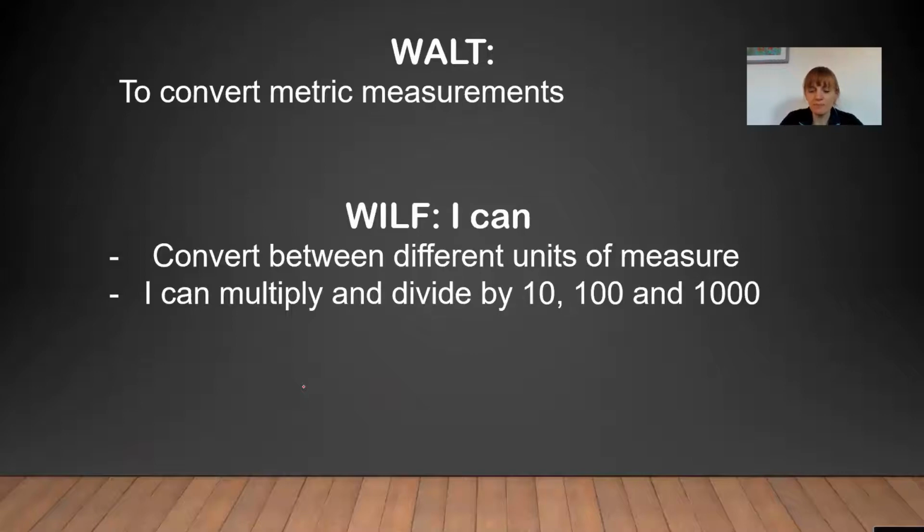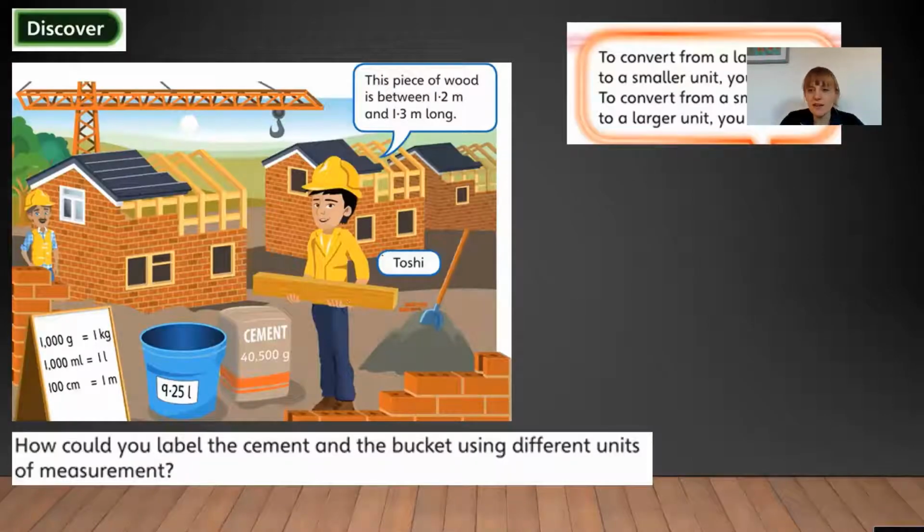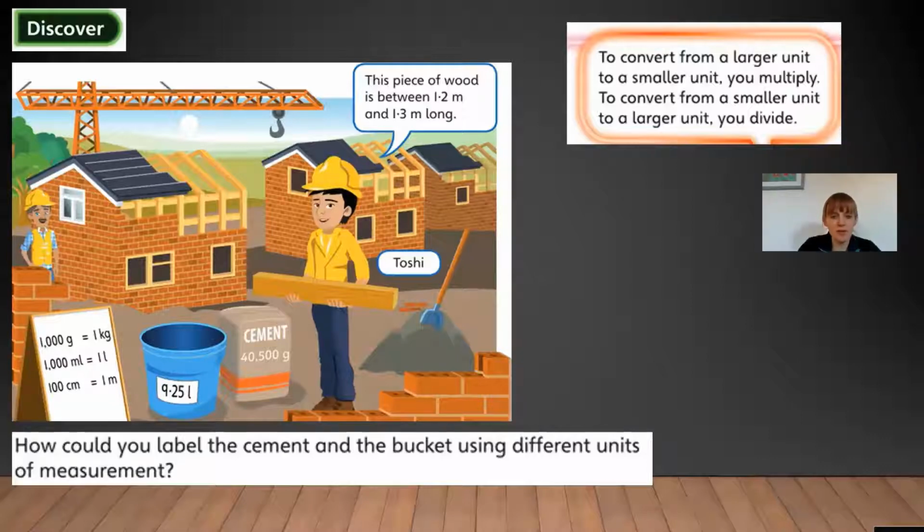And so on. So for our Discover today, we are going to be looking at this building site where Toshi is building some houses. Now you can see he's got a bucket which holds 9.25 litres and a block of cement that is 40,500 grams in weight.